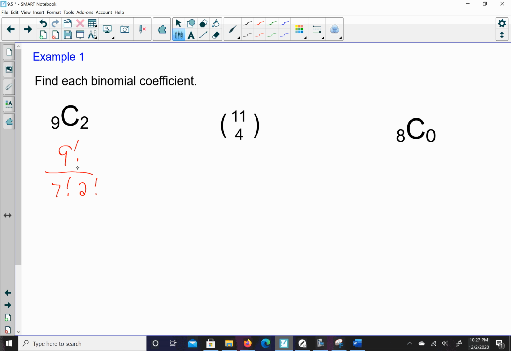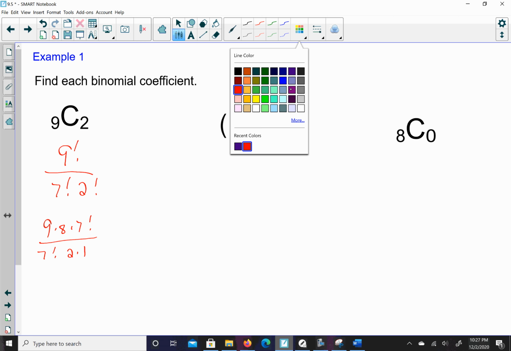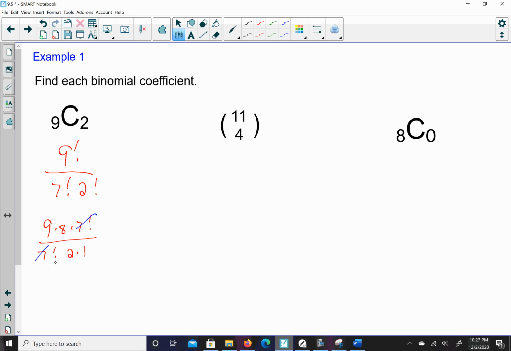Then I'm going to simplify it. Well, remember we talked about this before. This would be 9 times 8, and then I'm going to make this 7 factorial. This will be 7 factorial, and then 2 times 1. The 7 factorials will simplify, and then I can even simplify the 2 and the 8, and I would end up with 36.